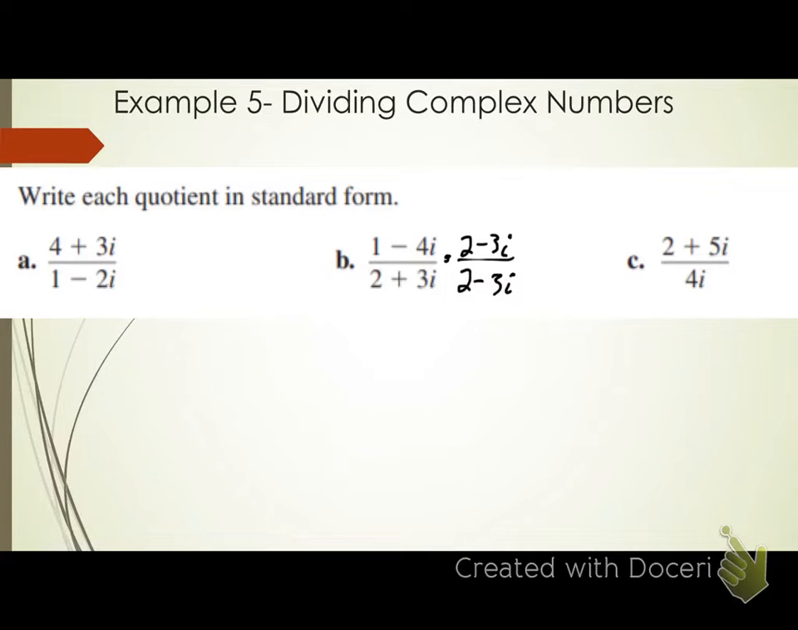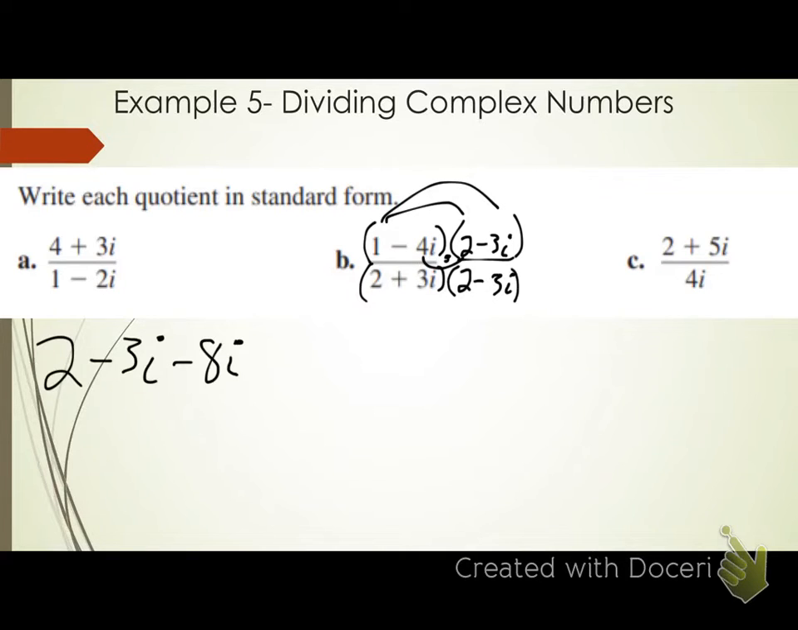So now we're FOILing. Everyone okay if I start moving quick? Everyone gonna be okay to follow along? Okay, 1 times 2, 2. 1 times negative 3i, negative 3i. Negative 4i times 2, negative 8i. Negative 4i times negative 3i, plus 12i squared.